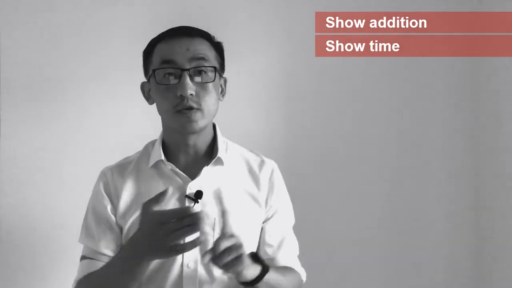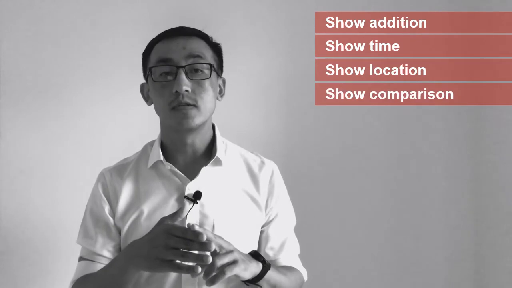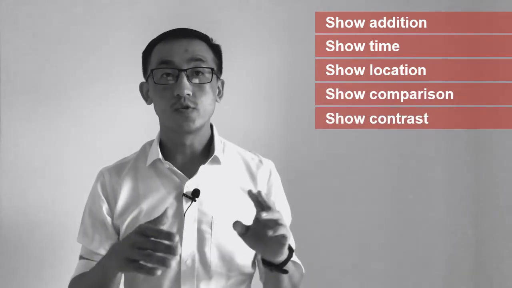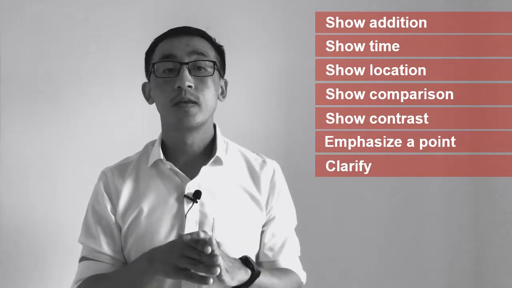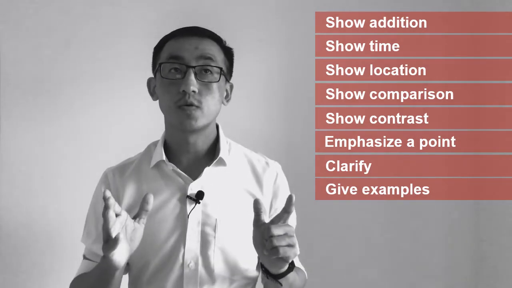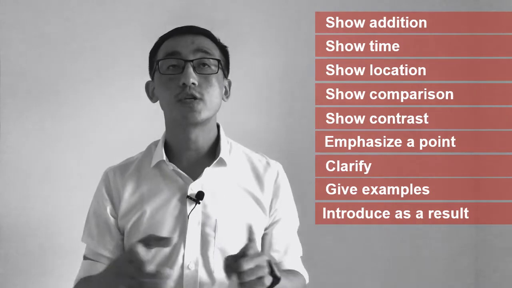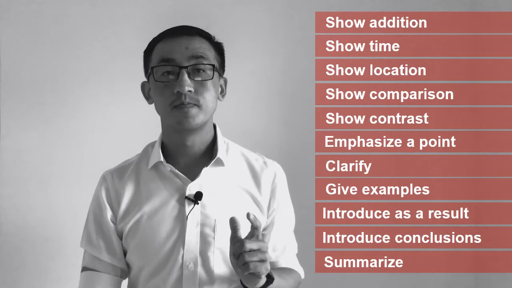These are some of the types of transition words. The transition words show you addition of ideas or things, and they show time, location, comparison, and contrast. They show emphasis, they clarify ideas, and they give us examples with illustration. They also introduce results and conclusions. And the last one is words that will help you summarize the points.